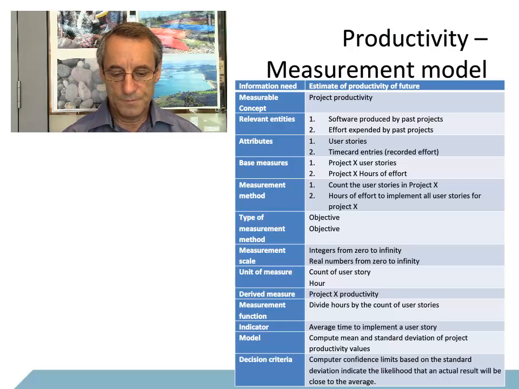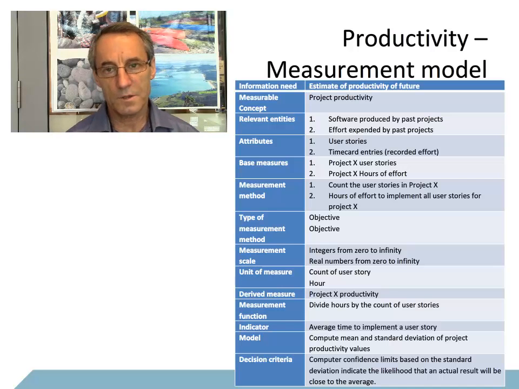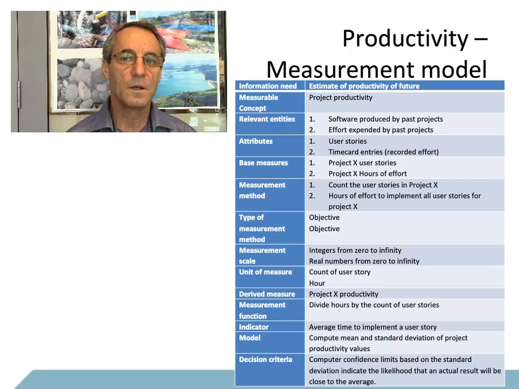The measurement scale for user stories is integers from 0 to infinity. And we can't have half a user story, so it's going to be integers. Whereas the number of hours could have fractions, so it's going to be real numbers. The unit of measure: count of user stories. The unit of measure in the other one is an hour. The derived measure is project X productivity, and the indicator is the average time to implement a user story. So our indicator, we're dealing with the average time per user story.